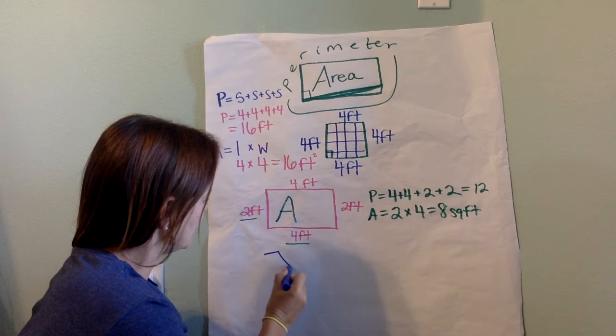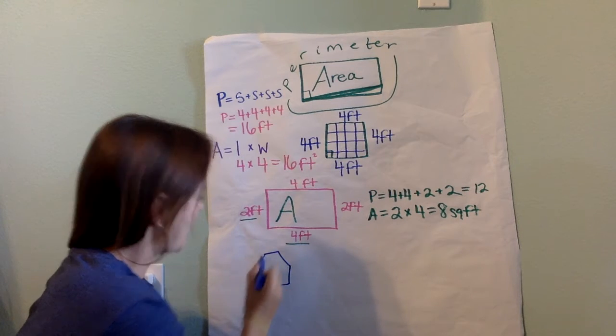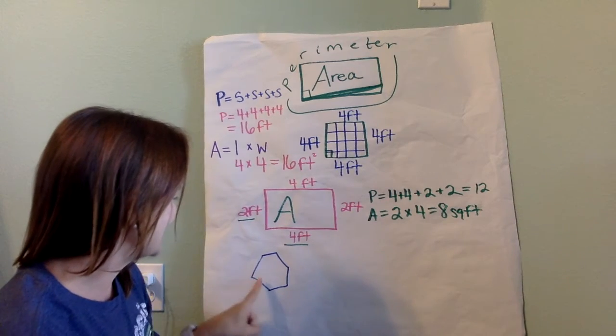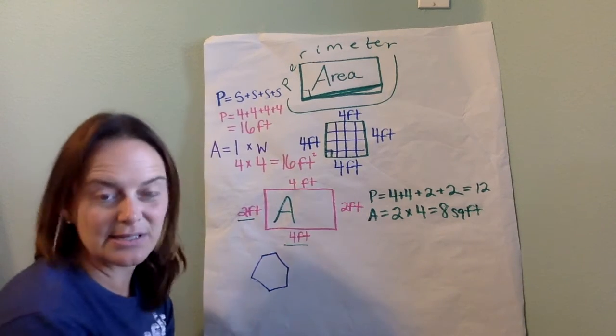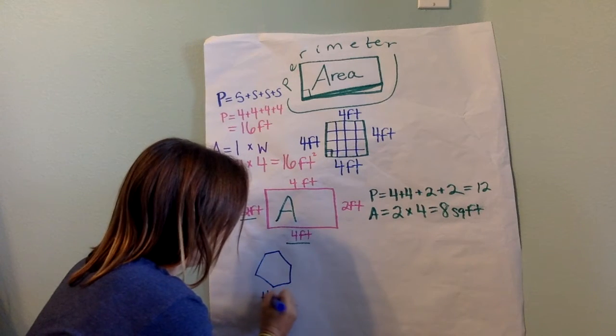Actually, let's do one like this. They're supposed to be even. How many sides? 1, 2, 3, 4, 5, 6. What's this shape called? A hexagon. My hexagon.